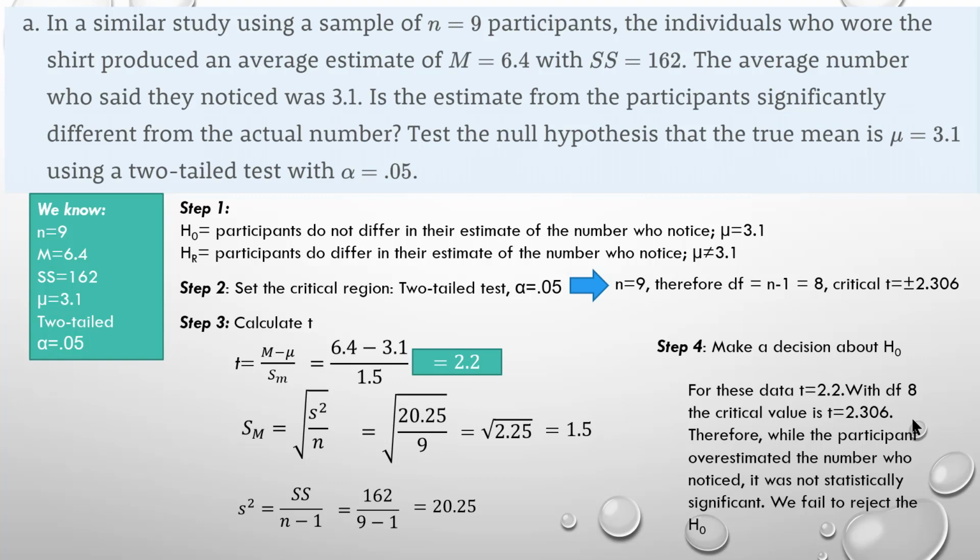So therefore, while the participants actually overestimated the number, because we can see it is different, right? The mean for our sample was a lot larger than the population mean, but it was not statistically significant. Therefore, we fail to reject the null hypothesis. And again, we're saying it's not statistically significant because this 2.2 that we figured out is not in the critical region because it's smaller than the 2.306. So it's in the hump and not in the tail.